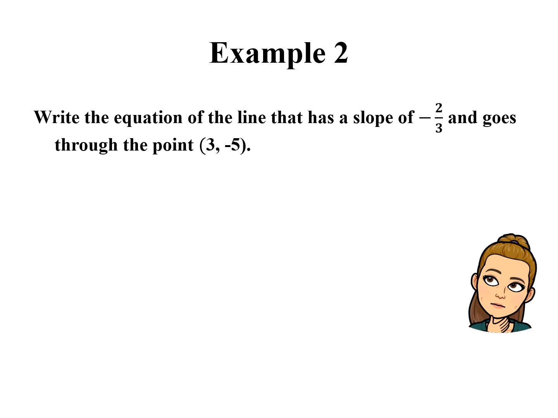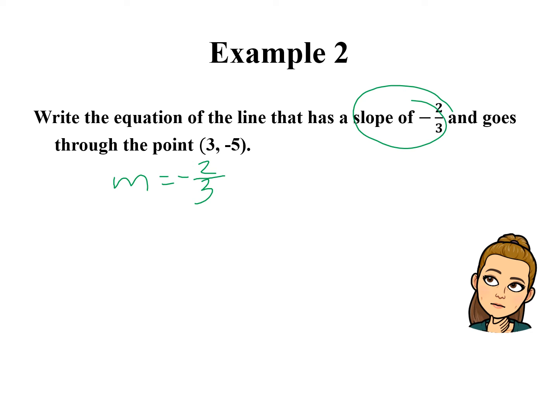Well, let's make it a little more challenging now. This one here, I want to write the equation of a line that has the slope of -2/3 and goes through the point (3, -5). So again, my step 1, I need to find the slope, and in this case here, I found it. My slope is -2/3.